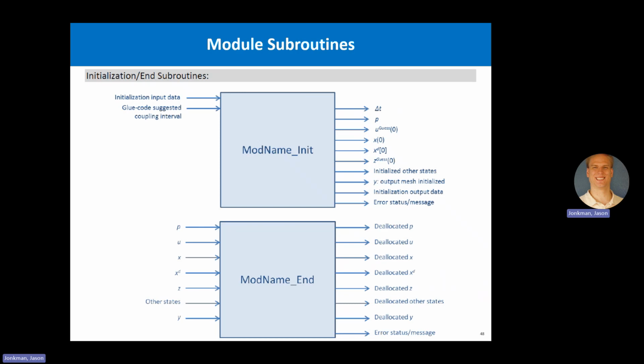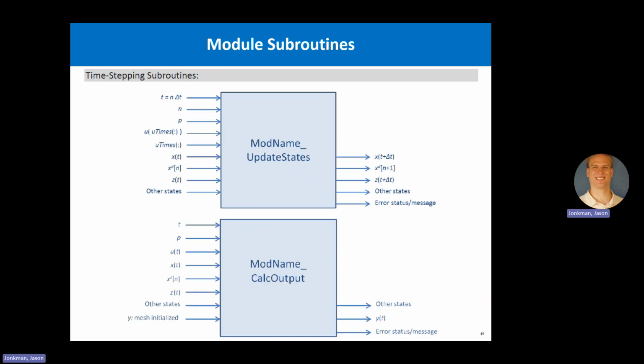Likewise, the end routine is very similar. You call it once at the end of the simulation. You basically send all the main variables of OpenFAST or for that module into it, and this really just deallocates things. It clears out memory, closes files, and so on. That's the point of the end routine. So those are the beginning and end routines.